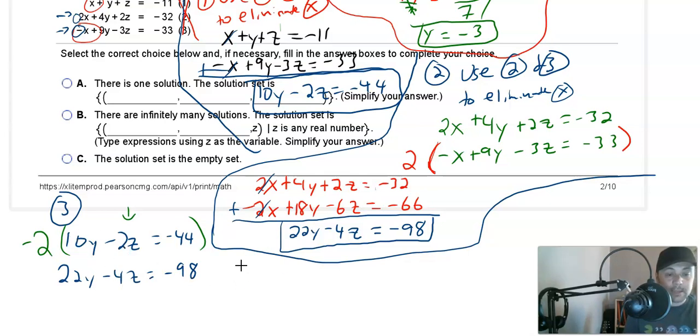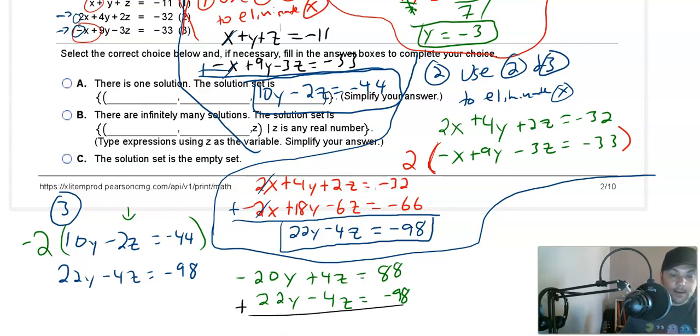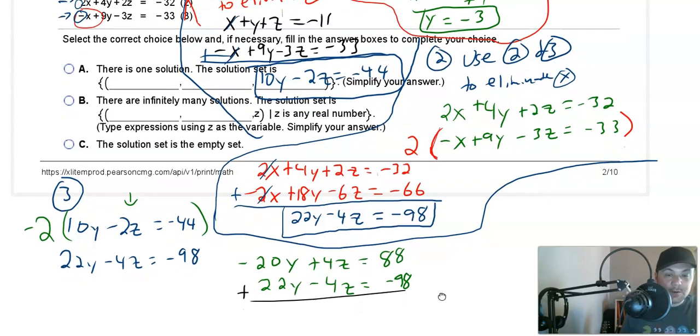So I'm going to rewrite the top equation over here, multiplying it by negative 2. I get negative 20y plus 4z equals, negative times a negative will be positive, 2 times 44 is going to give me 88. The bottom equation will stay the same, so I'm just going to copy it over: 22y minus 4z equals negative 98. And now I can go ahead and add these two equations together. I'll need some more space to continue working.